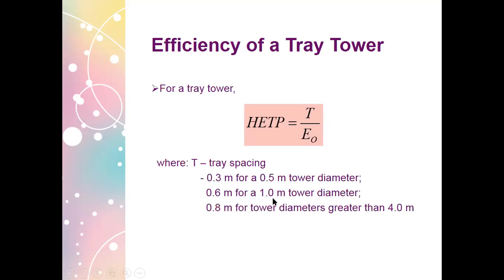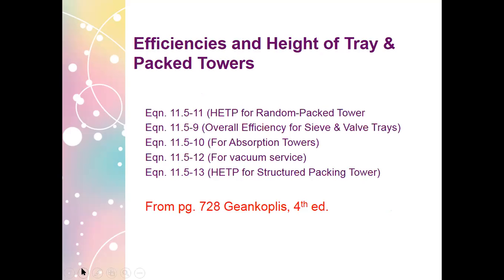If your diameter is 1 meter, the tray spacing would be 0.6. If your diameter is greater than 4 meters, this would be your spacing. So knowing the T based on the diameter of the column, which should be given, together with the tray efficiency, you can find the HETP. And then you just need to multiply it with the N to get the height of your distilling column.